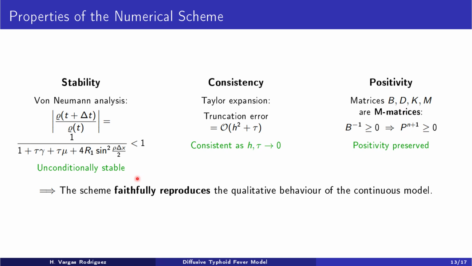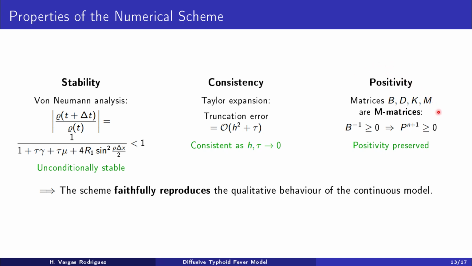In the center, consistency. Via Taylor series expansion of all discrete terms, we show that the local truncation error is of order h squared plus tau, so as both the spatial and temporal steps tend to 0, the scheme converges to the continuous equation. On the right, positivity.